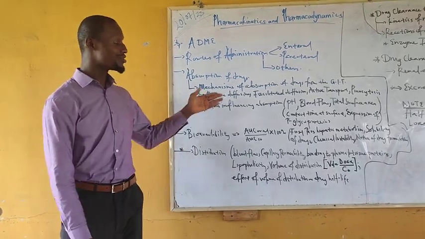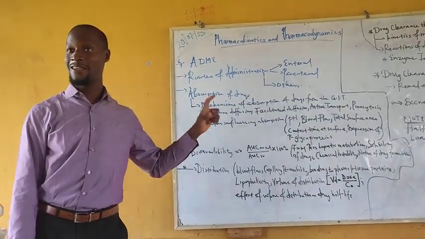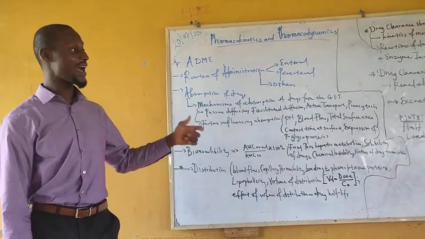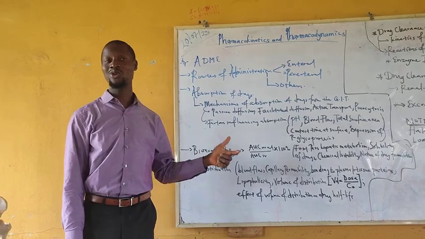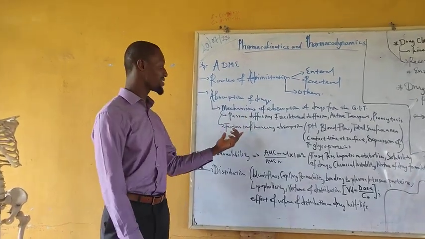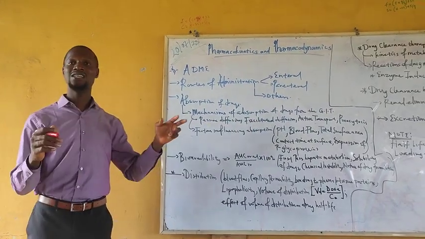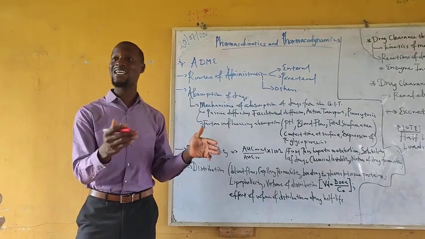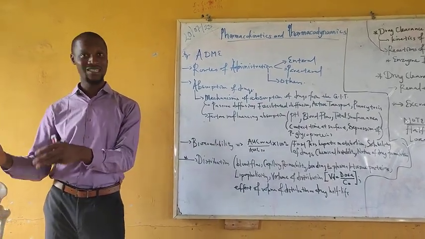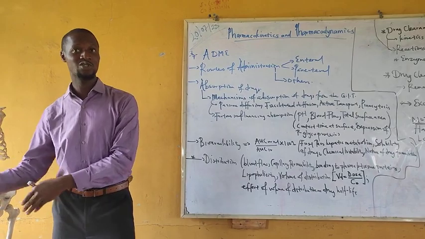And most of them might be highly lipophilic. They are highly lipid-soluble drugs. So it's easier for them to move by passive diffusion. The other one is the facilitated diffusion. Here, we say that the drugs or the chemicals need a carrier, need something to facilitate their movement from one end to the other.